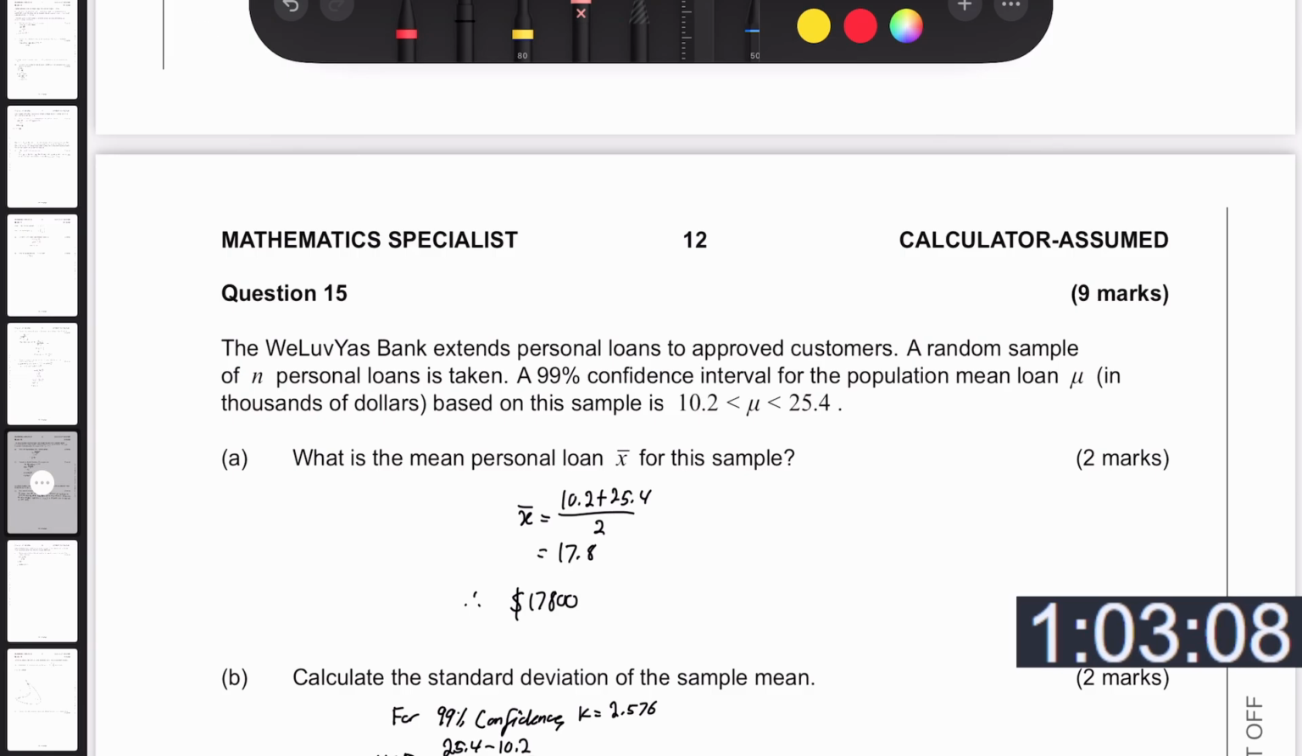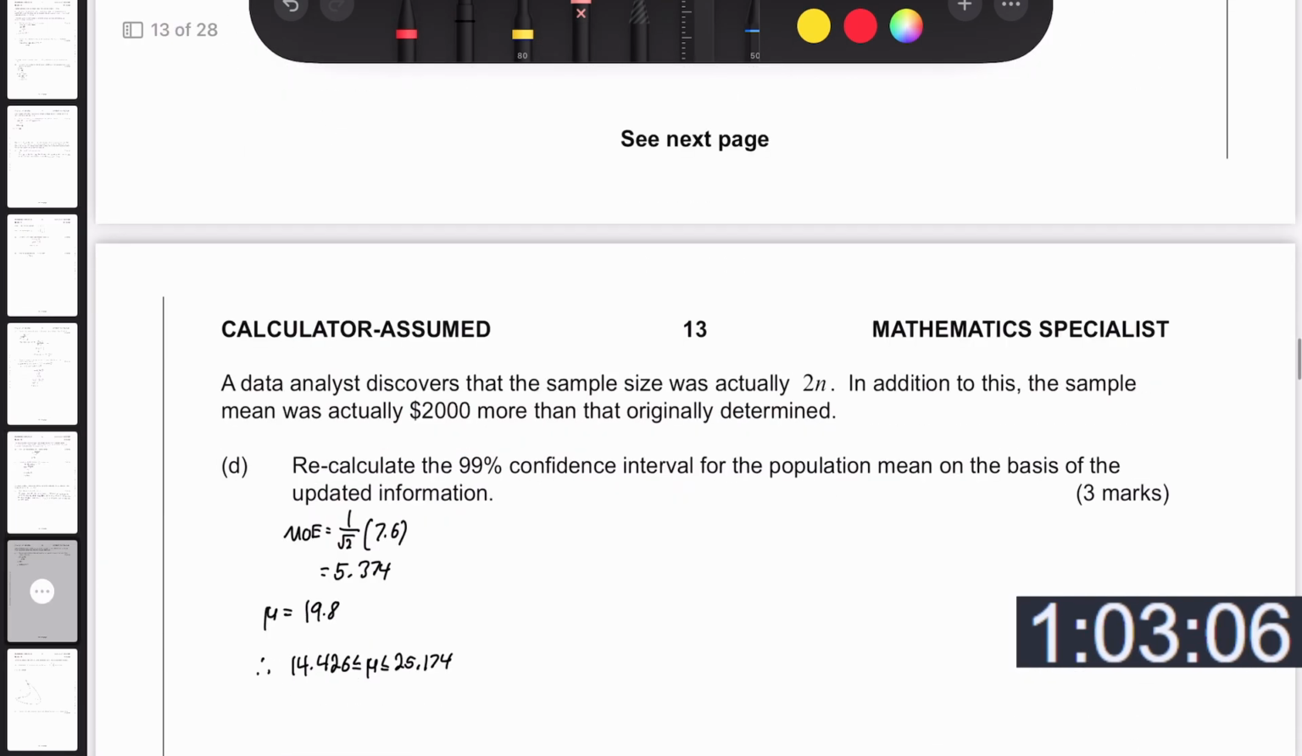Is that right? I think it did. New margin of error.